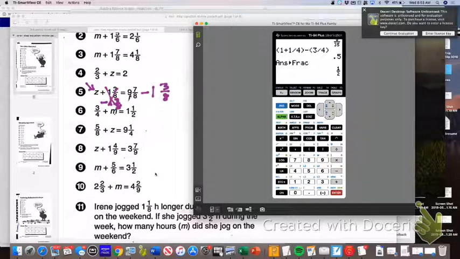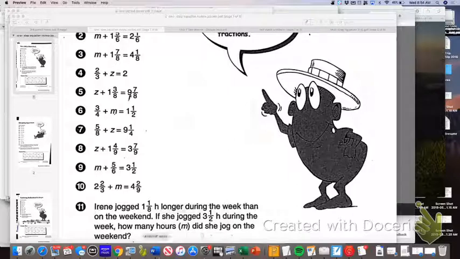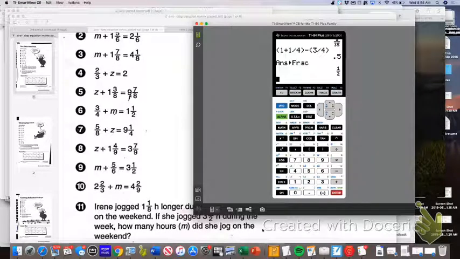You guys try to type that in the calculator based on the example I just gave you for how you would make a mixed number. So we're putting in 9 and 7/8 minus 1 and 3/8. Try to type that in there yourself. Number 3, ma'am. Remember, you've got to do the opposite of plus 1 and 7/8, so you have to subtract. That's why we're subtracting.